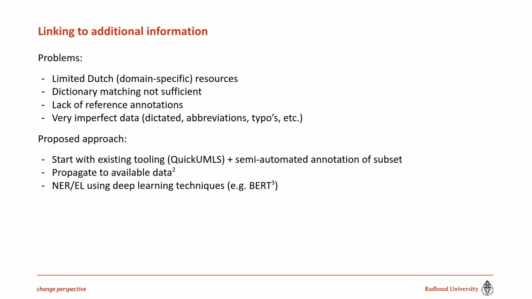The approach that we want to take is to start with existing tooling like QuickUMLS and do semi-automated annotations of a subset of these reports, and then propagate the obtained annotations to all available data. After that is done, we want to train NER and entity linking systems using, for example, deep learning techniques like BERT.